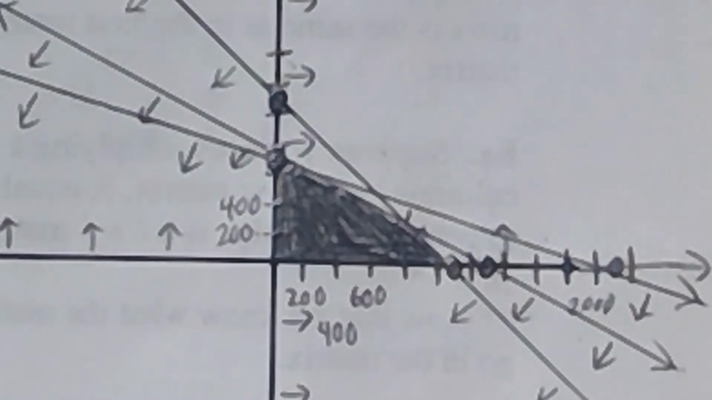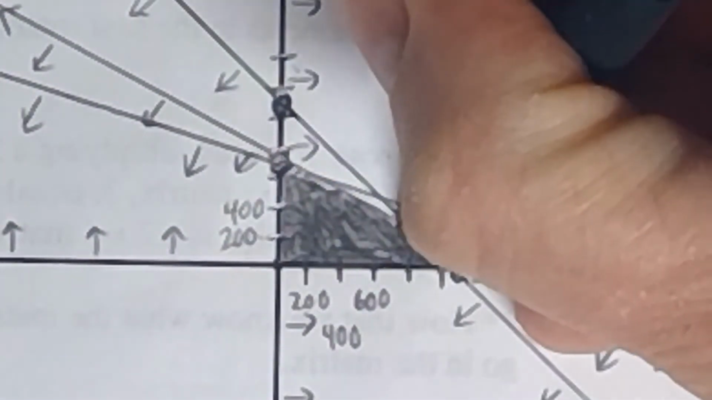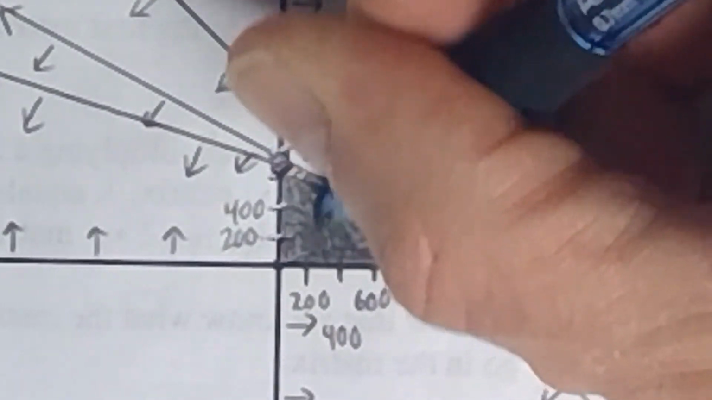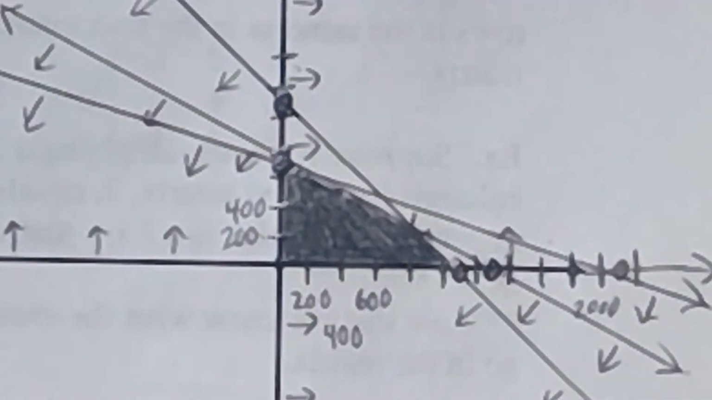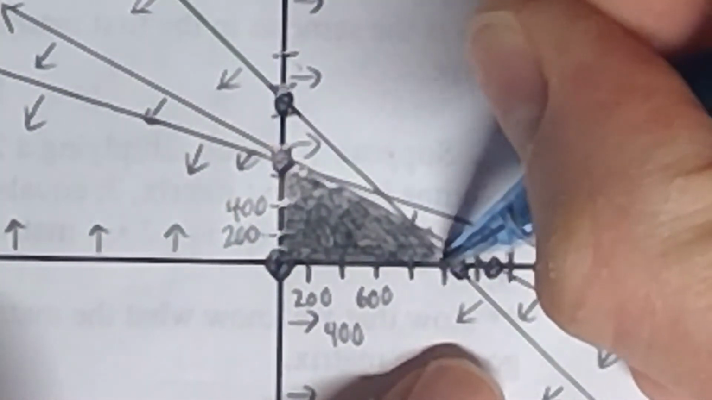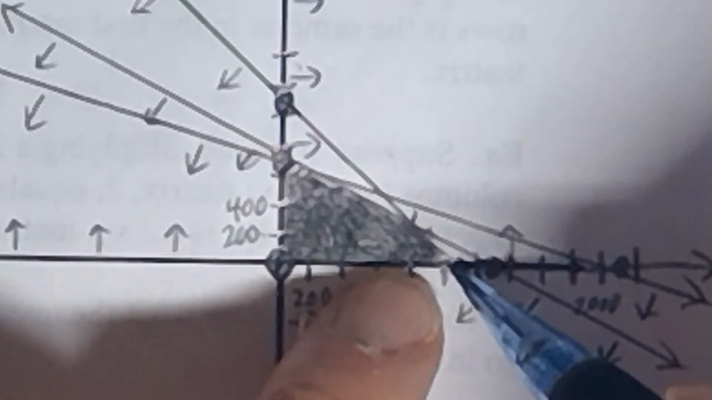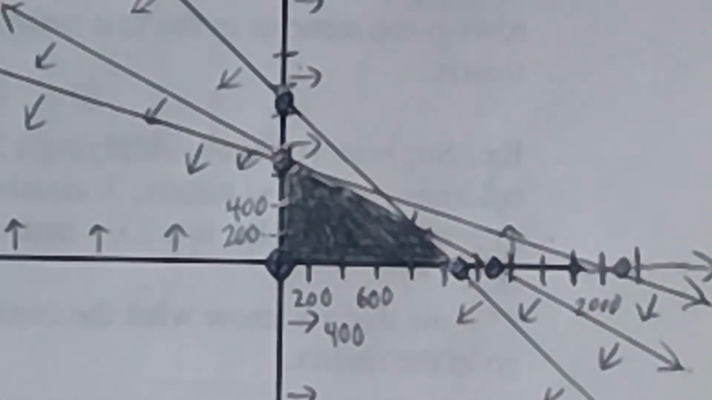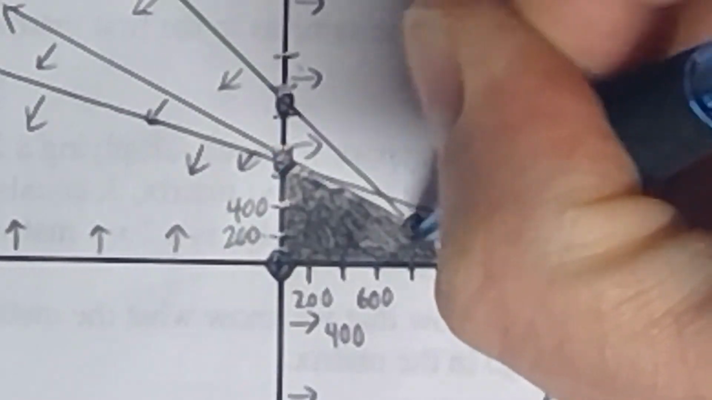Just listen closely here. Remember we said that after we do our shadings, we have to find the corner points, okay? Now we know that this is a corner point, no doubt about that, 0, 0. We know that this point right here is a corner point because it's where the end of the shading comes together down here. All right, that's the 1100, 0 point. I'll write that down in a minute. Okay, we know that this point right here is a corner point as well.